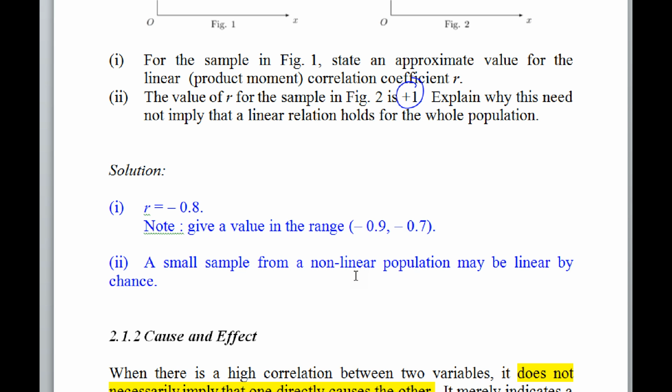It may be linear by chance. That's why the 5 of them may be linear by chance. You know what I'm saying? Okay? Yeah?